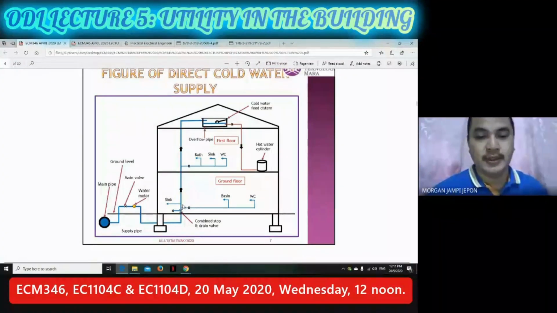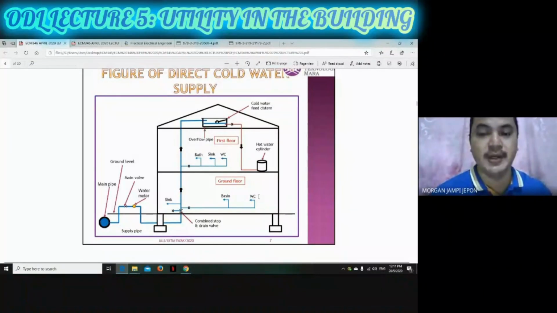Then the first thing, there's a pipe directly from supply to the kitchen basin as well as the WC. WC stands for water closet. Then it goes to the bathroom, for the first floor. Then the rest will go to the cold water feed system. And from the cold water feed system, the pipe goes to the hot water cylinder.